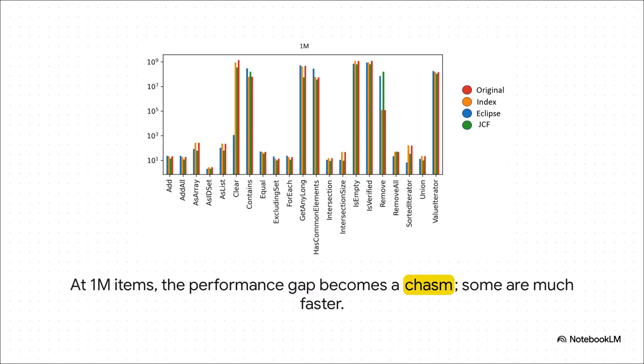But now, watch what happens when we jump to 1 million items. Whoa, the story completely changes. Look at that gap. Some of these optimized choices are just light years faster. And this is why a decision that feels totally insignificant on a small project can suddenly become a massive performance bottleneck in a real-world application. Understanding how things scale is everything.